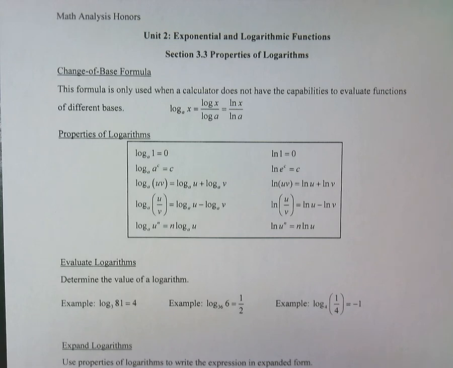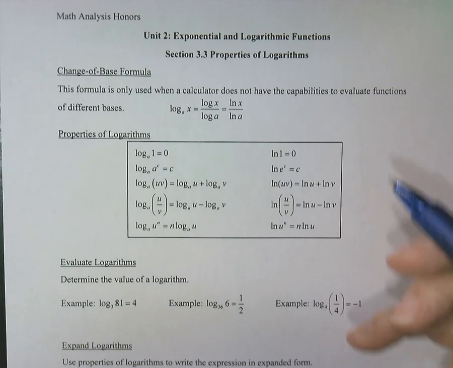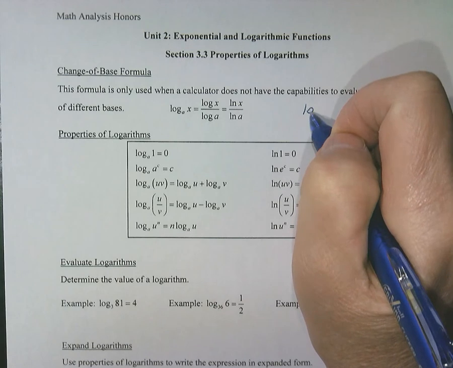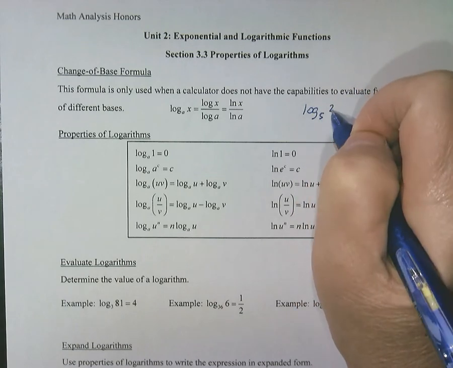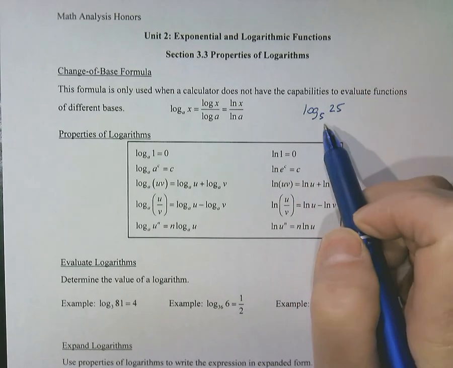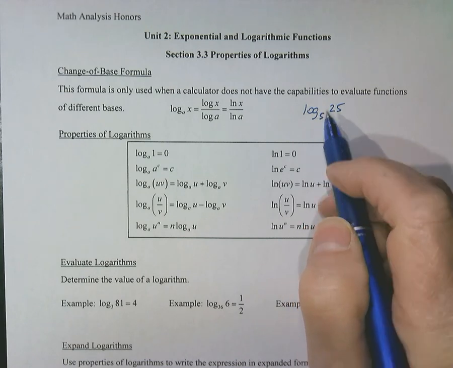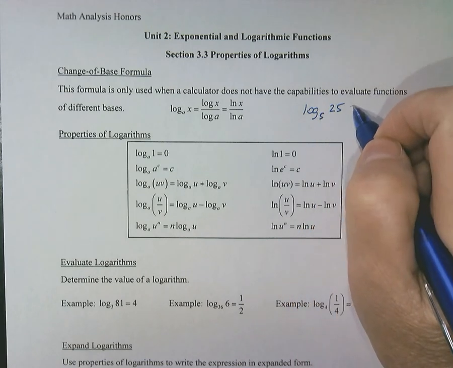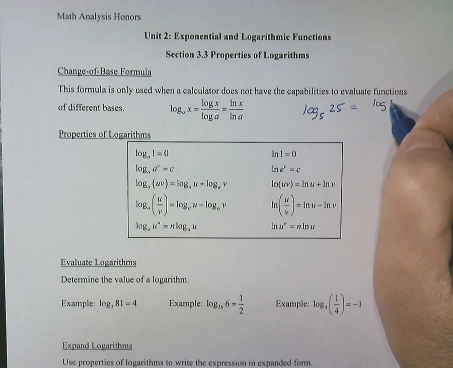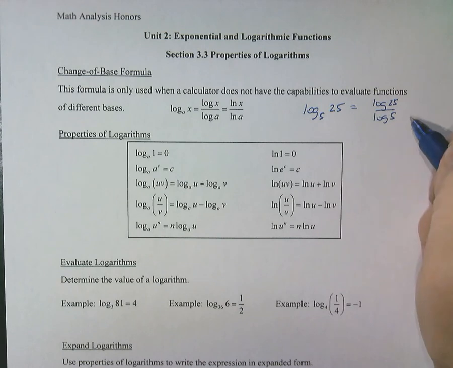If you have a calculator that does not have the ability to change the base, so say you want to evaluate log base 5 of 25. Our calculators, the TI-84, Desmos, they all can do this subscript of a 5, but if you have one that does not, you would have to write this as log of 25 divided by log of 5, which would then be equal to 2. So we don't need this anymore.